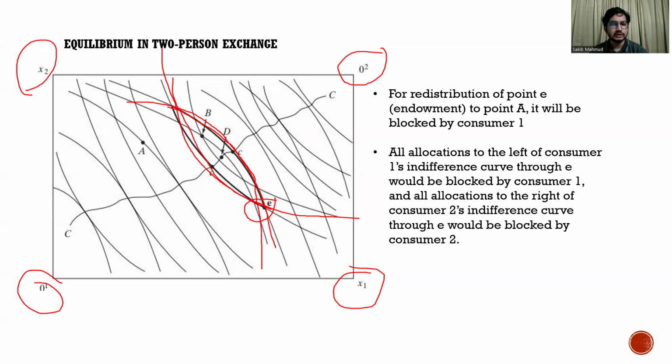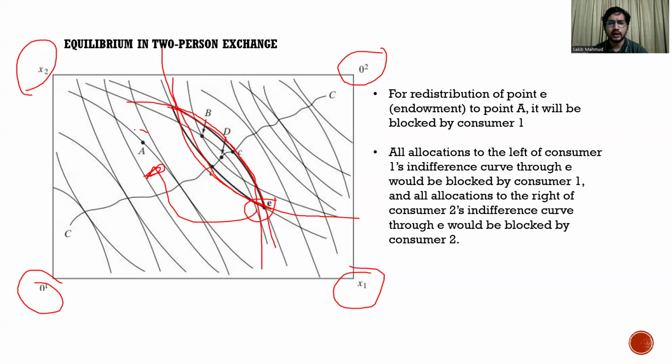So for some reason, if we want to reallocate x1 or x2 between person 1 and 2, if there is some sort of distribution, let's say the distribution is to the point A, then what is going to happen? Is it going to work or it won't? And this is our concern for now.